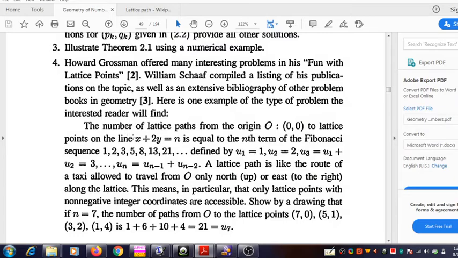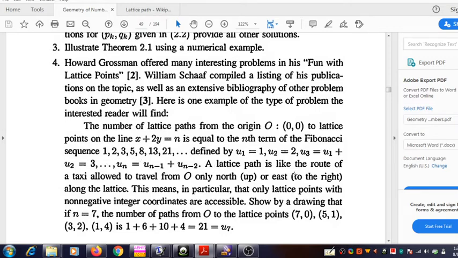The problem is displayed here. The number of lattice paths from the origin (0, 0) to a lattice point on the line x + 2y = n is equal to the nth term of the Fibonacci sequence 1, 2, 3, etc.